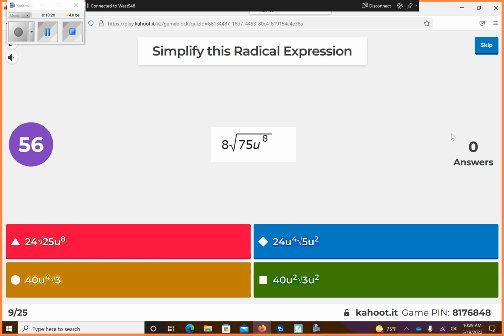Ooh, u to the 8th is a perfect square. Just take half of that. And break 75 up. Once you take the square root, whatever the number comes out, multiply times 8.